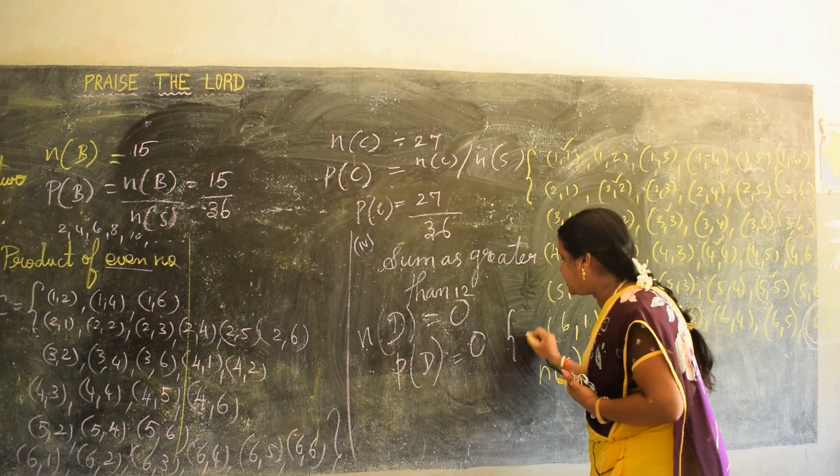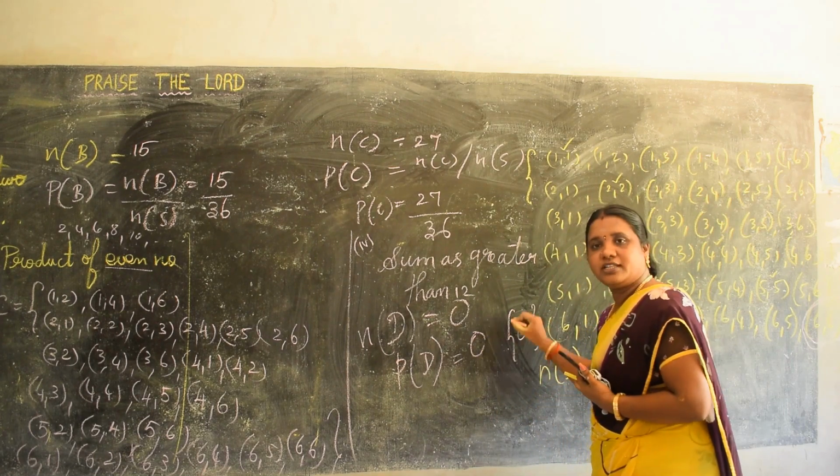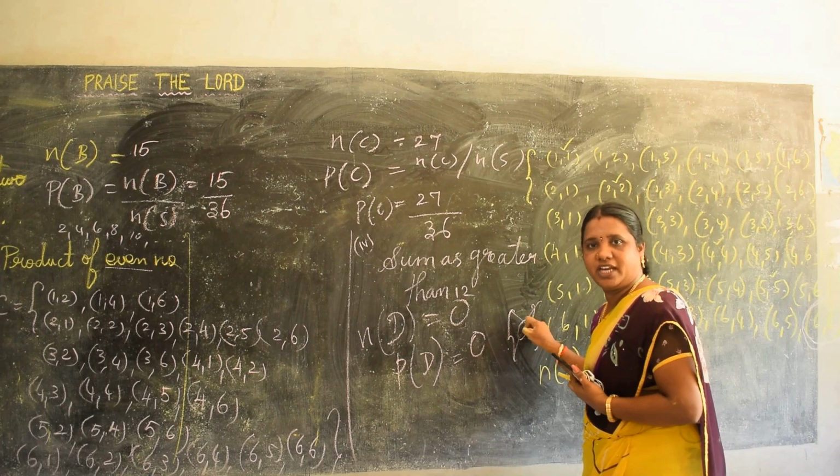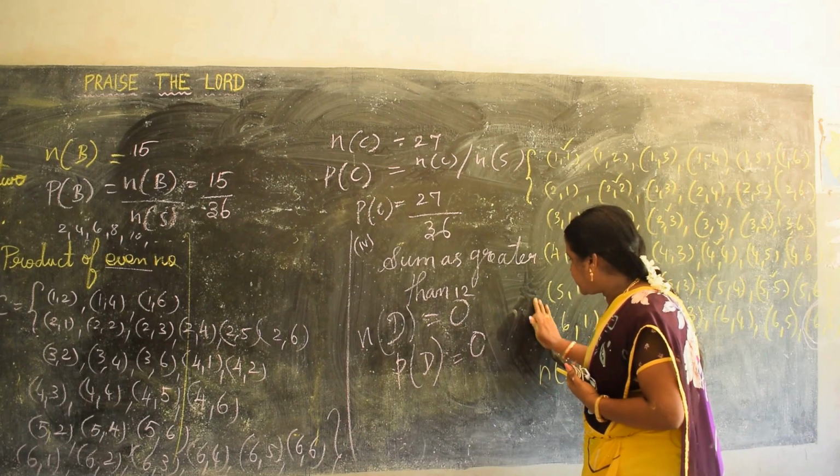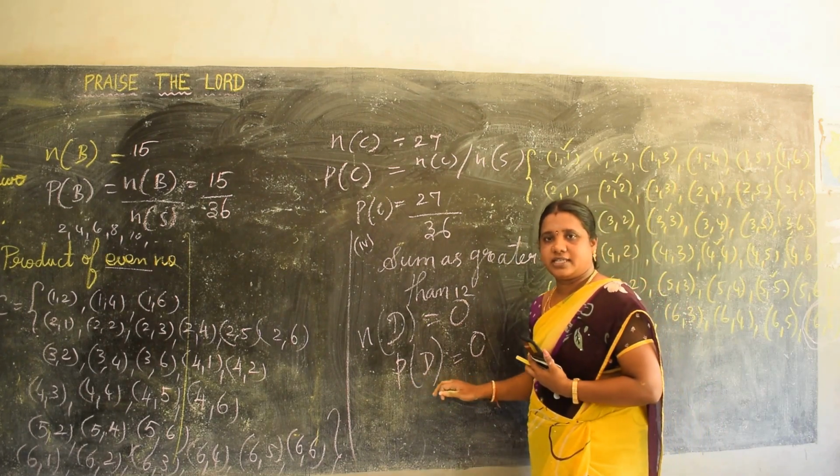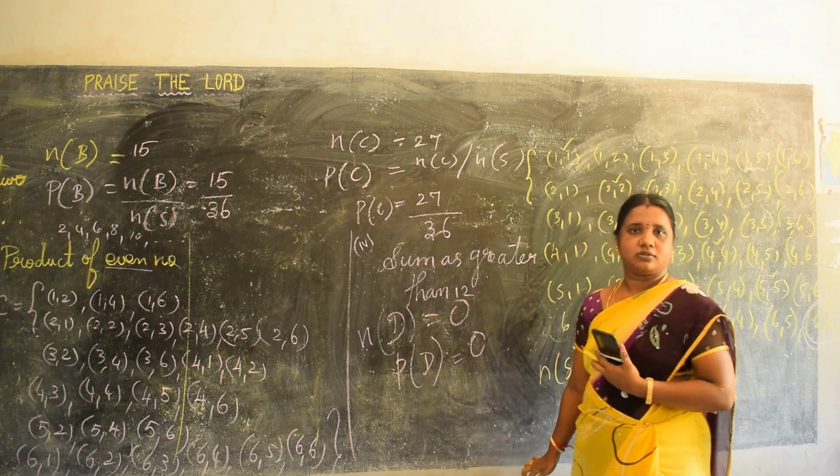You should not put a null set. If you put a null set and write 0, this is wrong, because it would mean there is an element inside it. So you should not write like this. So P of D is equal to 0. Thank you.